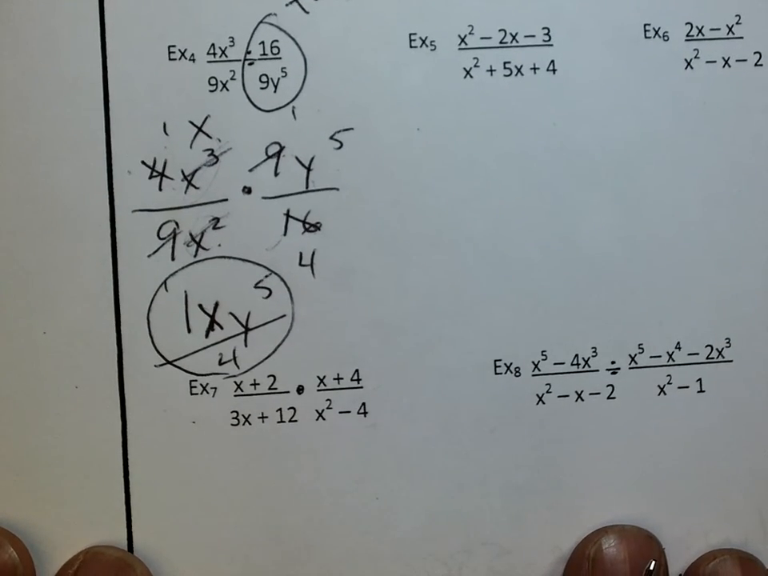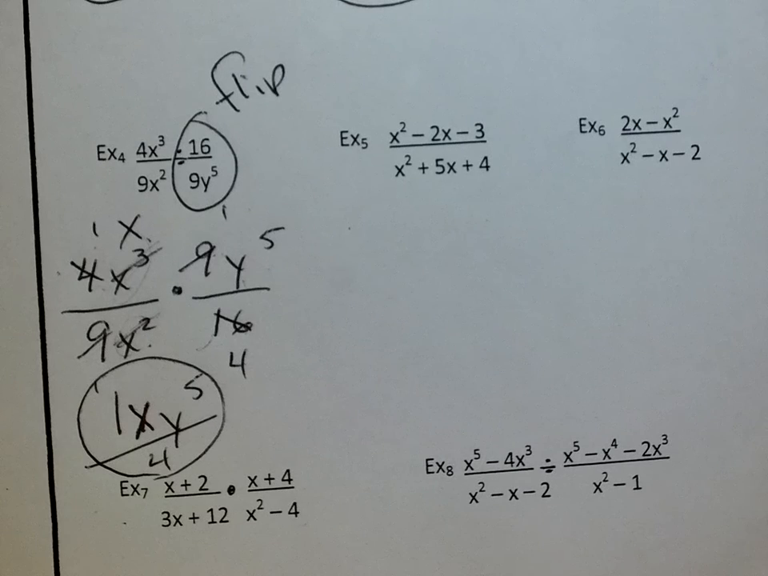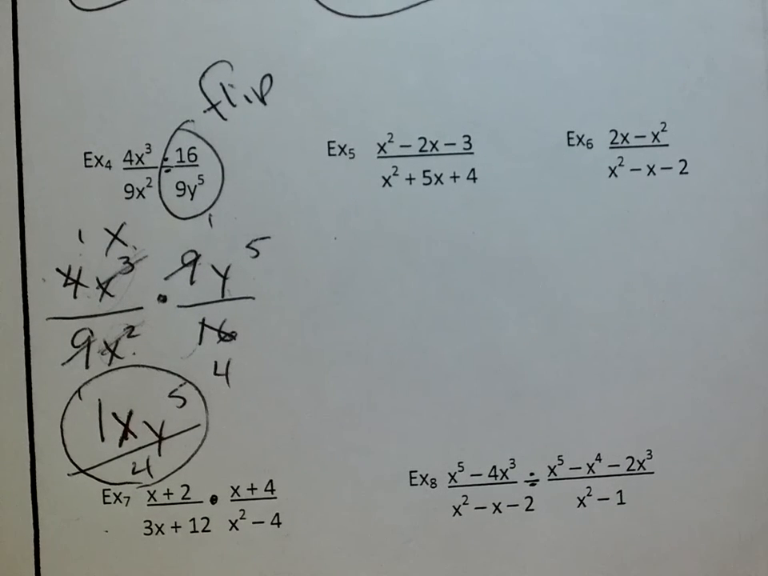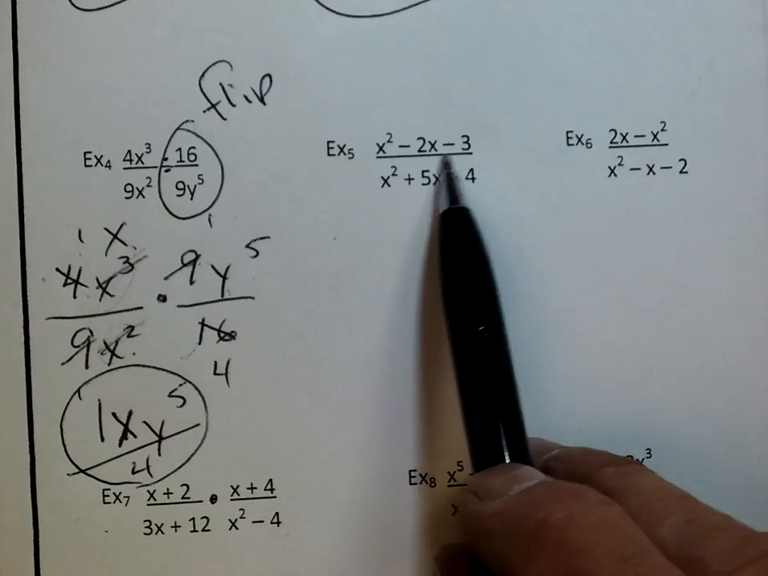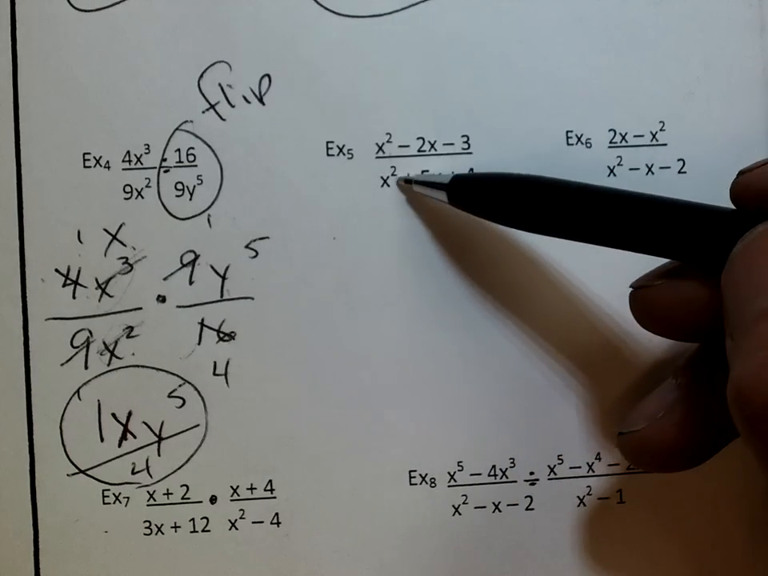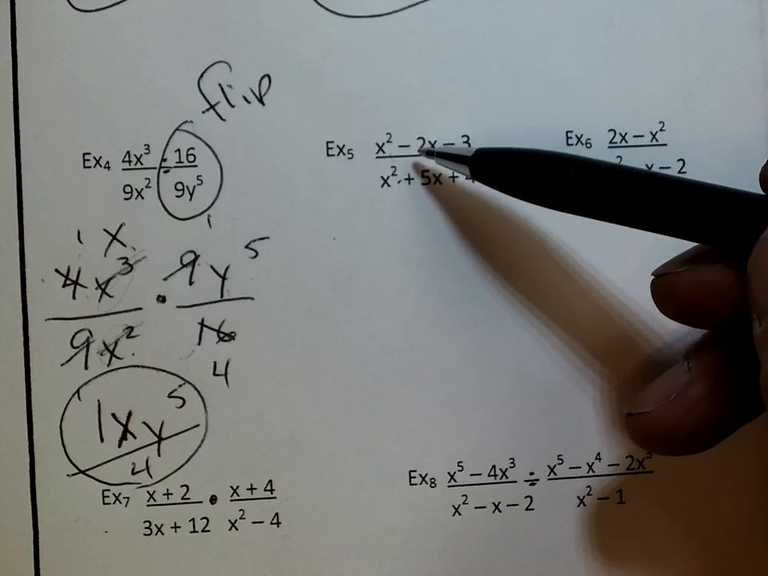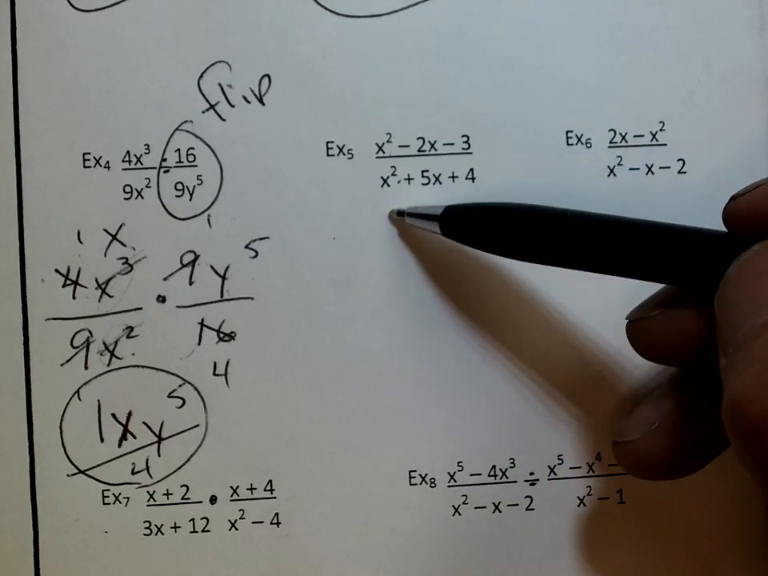Okay, now example 5 is different. I got to say this 5 times. Because of the plus and minus, it needs to be factored. Do not cancel x squared with x squared. You can if they're multiplied. Do not cancel x squared plus x squared.